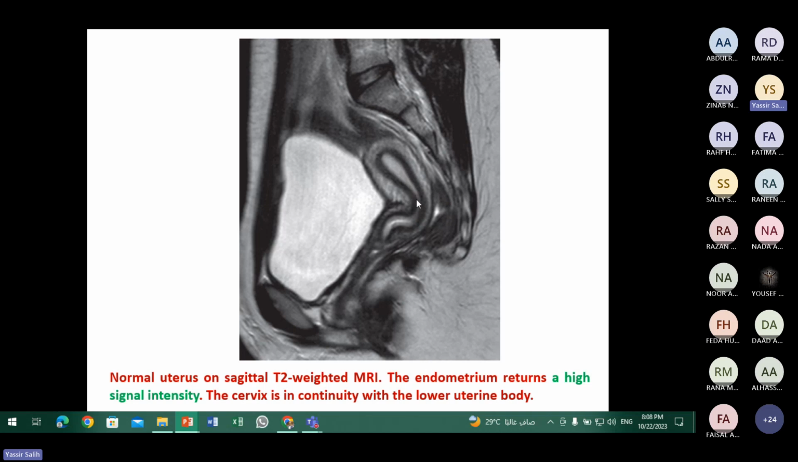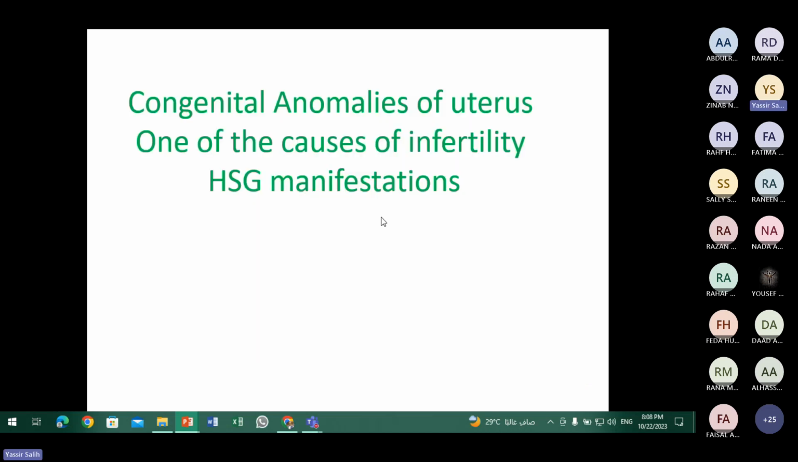The most important thing is to look at the endometrium. How does the endometrium appear? Hyperintense, or high signal. But this is the endometrium, and this is the cervix, and this is the vagina, in this sagittal MRI T2.